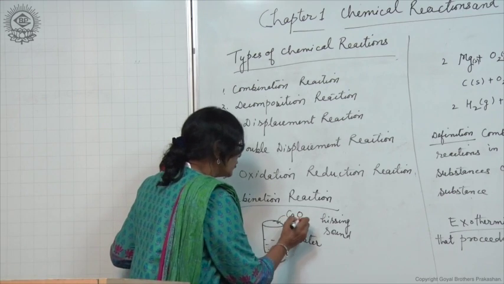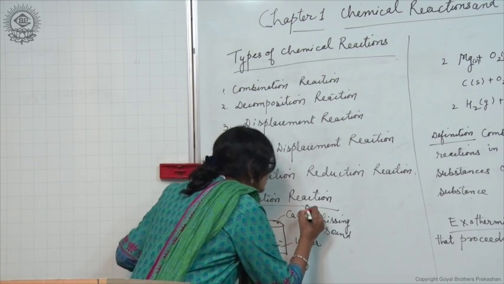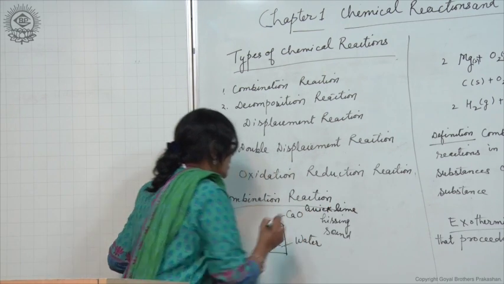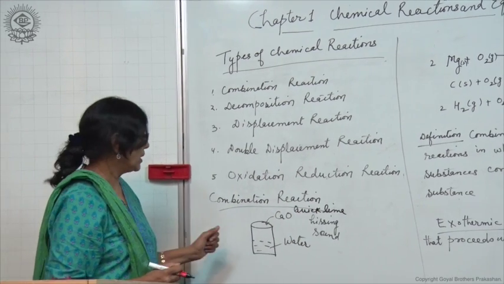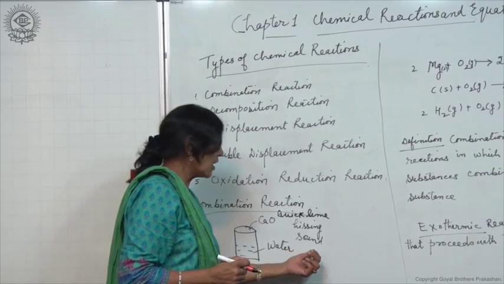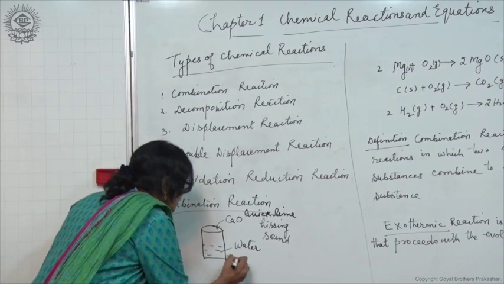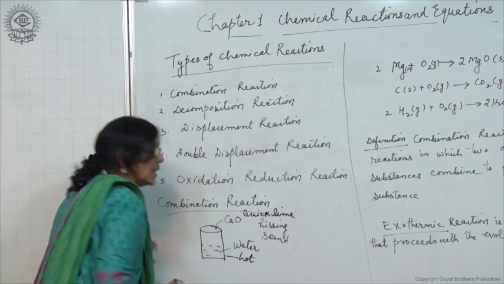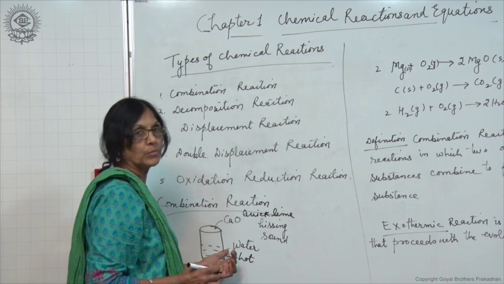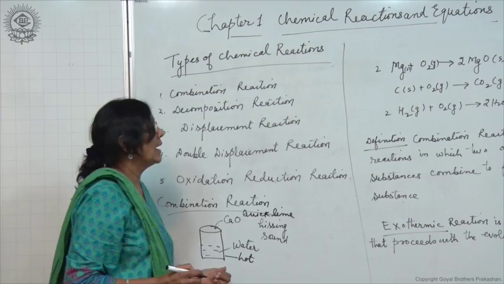Quicklime or calcium oxide. The formula of quicklime is calcium oxide. It is added to water taken in a beaker. The reaction occurs with a hissing sound and the beaker becomes very hot. Heat energy is produced. A substance is formed. The chemical reaction occurs between calcium oxide and water.